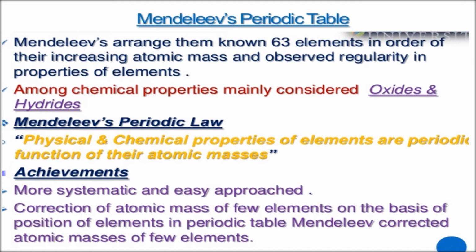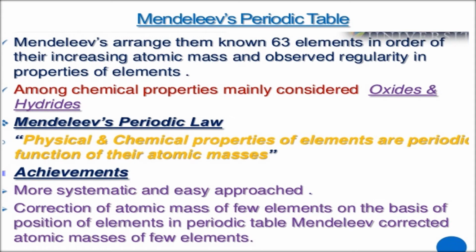Mendeleev's periodic table. Mendeleev arranged the known 63 elements in order of their increasing atomic mass and observed regularity in the properties of the elements. Among chemical properties, he mainly considered oxides and hydrides. Mendeleev's periodic law. Physical and chemical properties of the elements are periodic functions of their atomic masses.